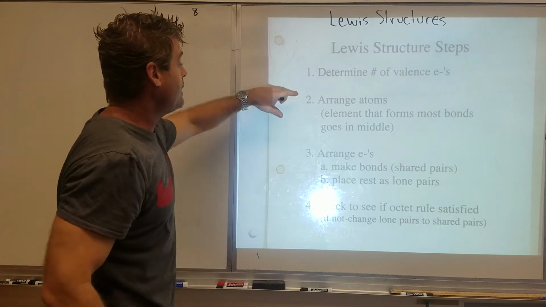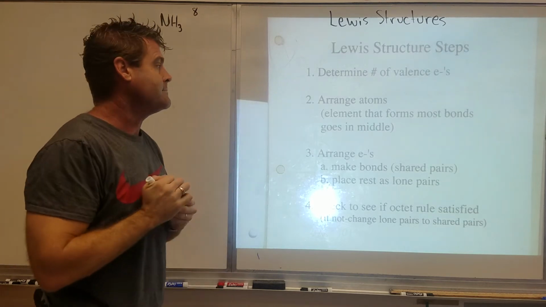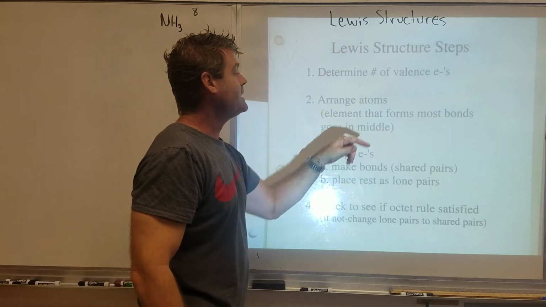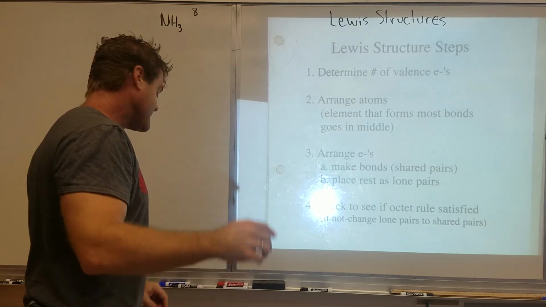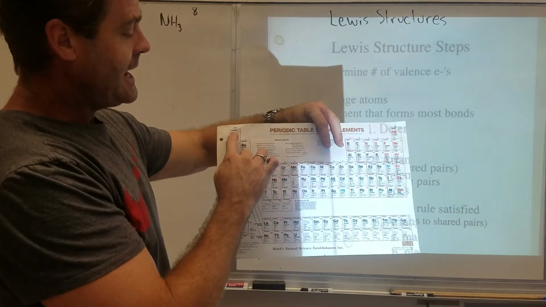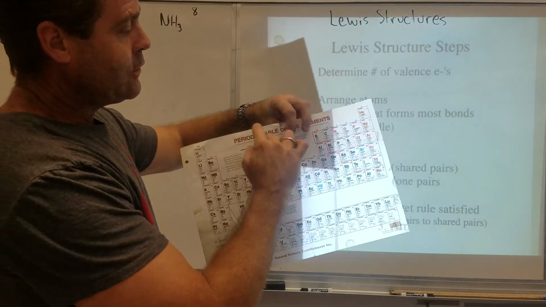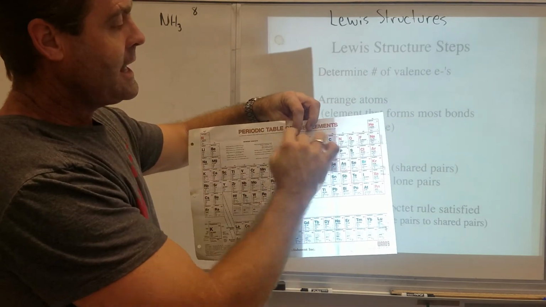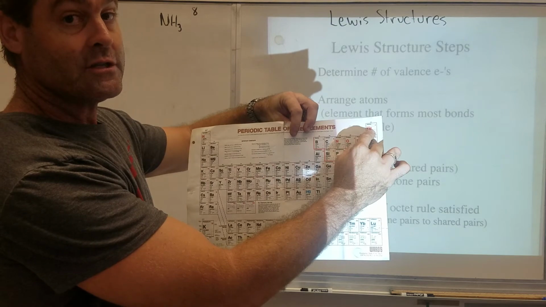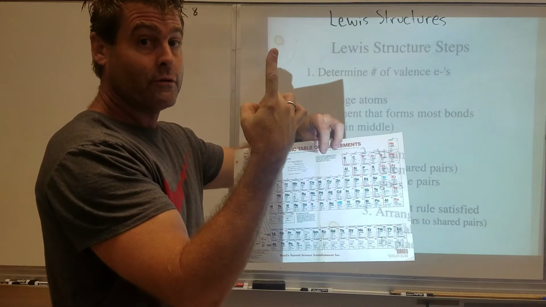So now number 2. This is where number 2 really comes into play, because now we're dealing with more than 2 atoms. It says arrange the atoms. Put the element that you expect to form the most bonds in the middle. Here's how it works. Look at hydrogen. Hydrogen has 1 valence electron, and in order to fill its first shell, how many more electrons does it need? It needs 1 more electron so it would have 2 like helium. So you expect hydrogen to only form 1 bond.